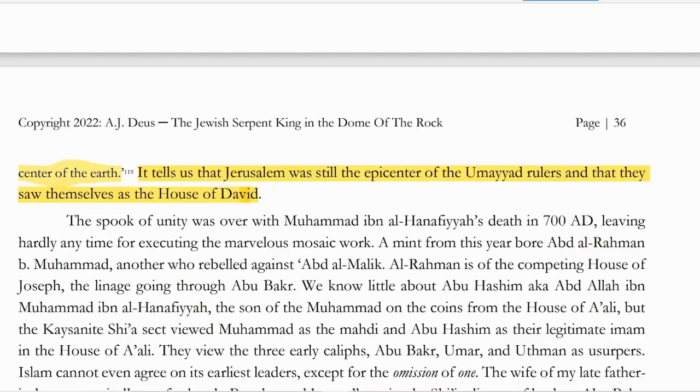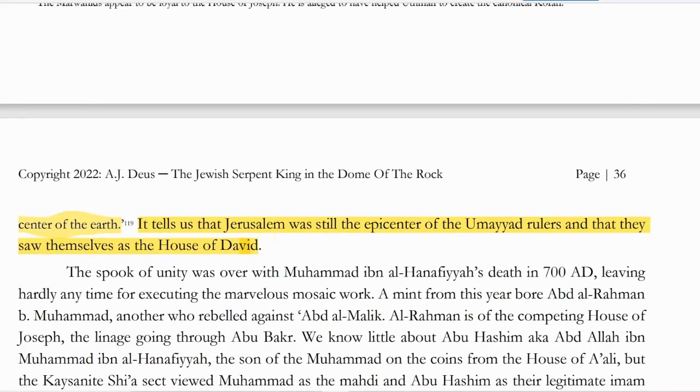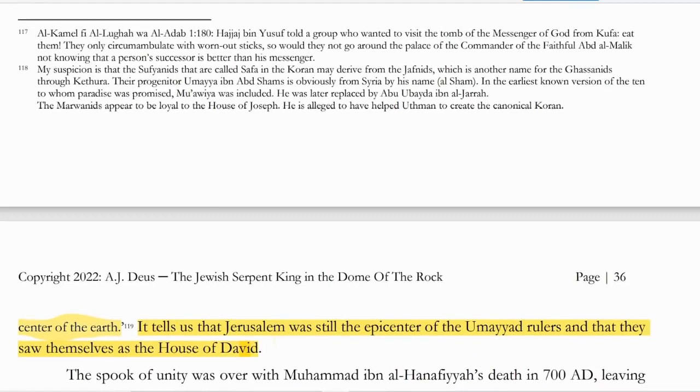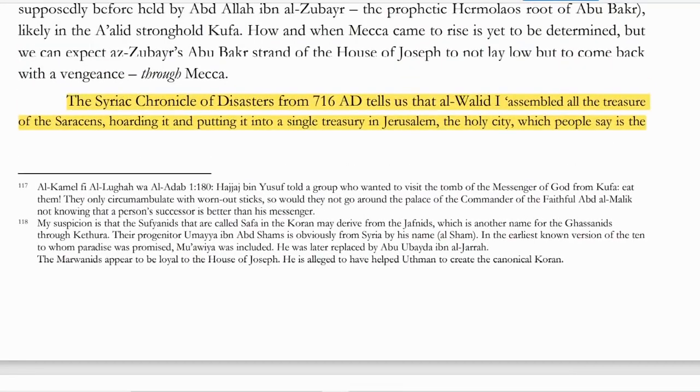Okay, so obviously Jerusalem is referred to as the city of David. Now, what's interesting is the year 716. Okay, so that's a good source because it's contemporary with Walid I.